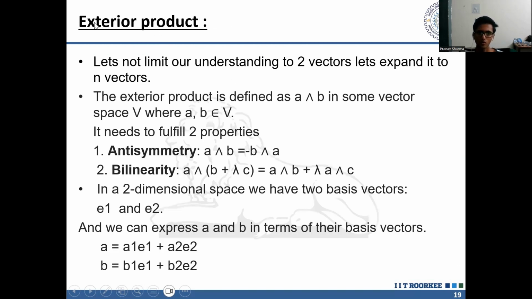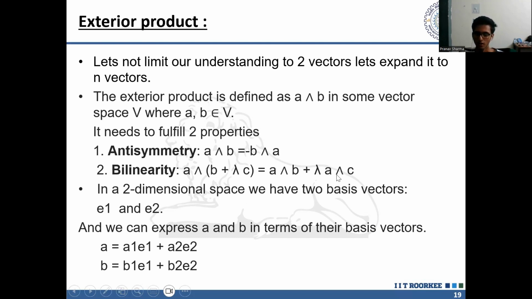Now let's move on to the exterior product. Let's not limit our understanding to two vectors. We take it to n vectors. So the exterior product is defined as A wedge B in some vector space. Now these are the two properties that the exterior product needs to follow. First is antisymmetry and second is bilinearity. So A wedge B should be equal to negative of B wedge A, and in case of bilinearity, A wedge (B plus lambda C) is equal to A wedge B plus lambda A wedge C.